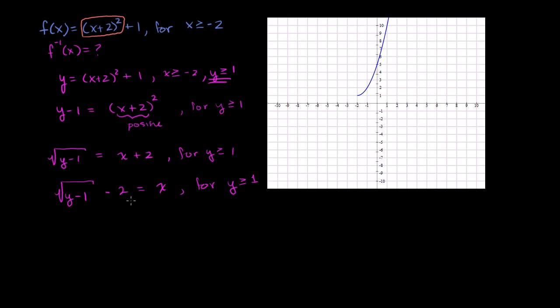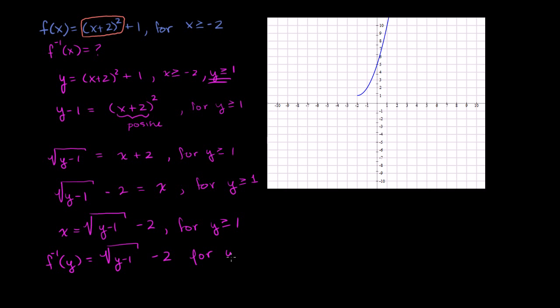Or let me just write it the other way. We could say x is equal to, I'm just swapping this, x is equal to the square root of y minus 1 minus 2 for y is greater than or equal to 1. So you see now, the way we've written it, y is the input into the function, which is going to be the inverse of that function. x is the output. x is now the range. So we could even rewrite this as f inverse of y, that's what x is equal to, the square root of y minus 1 minus 2 for y is greater than or equal to 1. And this is the inverse function.